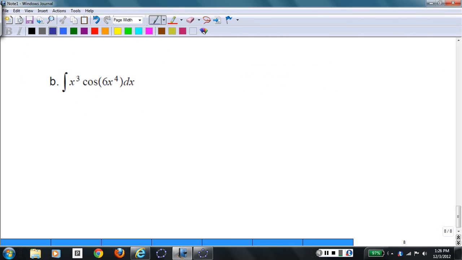Let u equal, what does the inside function look like? Let u equal 6x to the 4th. Is that right? It is right. The inside function, what's the outside function going to be? Cosine. So we're composing cosine with 6x to the 4th, and this should work for us.